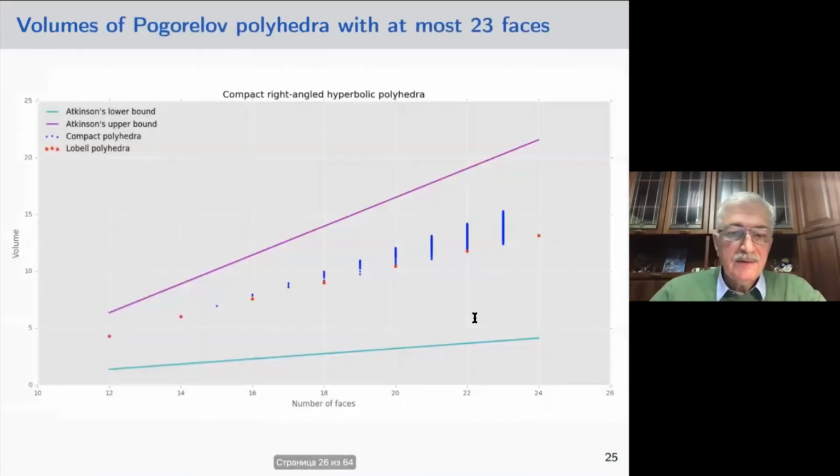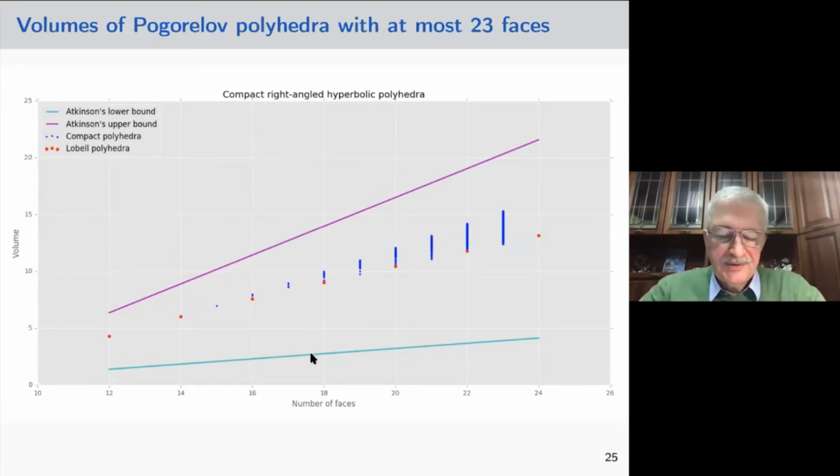And this is a picture with the distribution of volumes. Blue points correspond to volumes of Pogorelov polyhedra. Red points correspond to this family of regular polyhedra. And you have an upper bound and a lower bound. This upper bound is according to Atkinson's theorem, and we improved it a little bit. It's now better, but the lower bound is still not so nice.